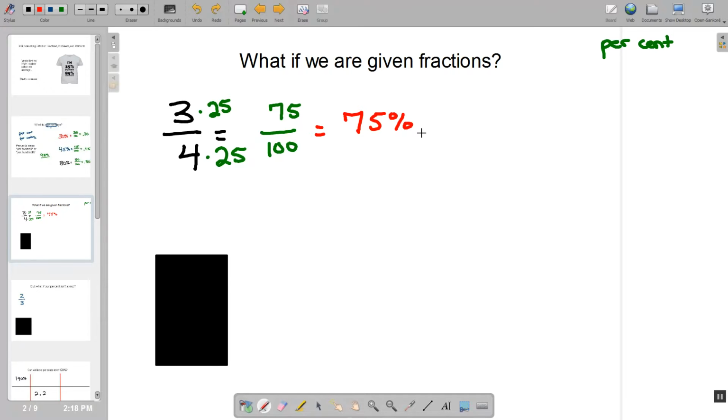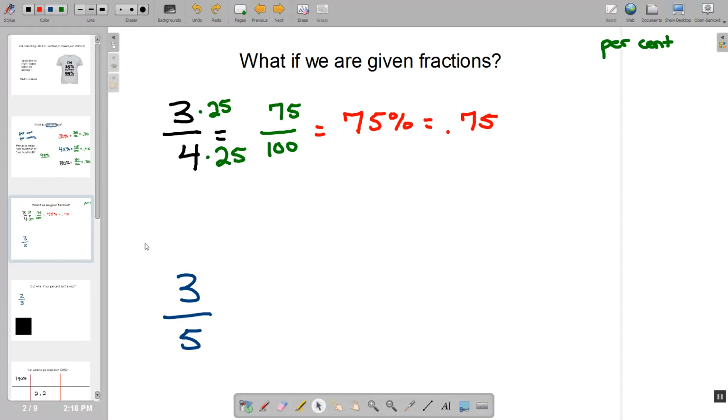Likewise, once we have the percentage, the decimal is the same idea. It's 75% or 75 hundredths. And usually, the percent and the decimal are going to be incredibly similar. And that is by design.